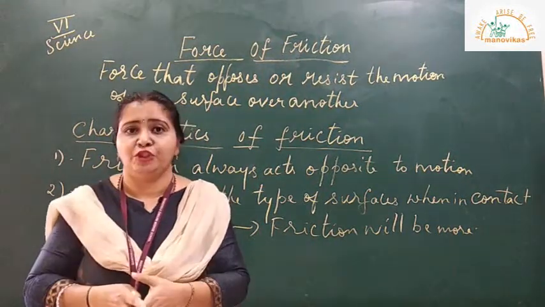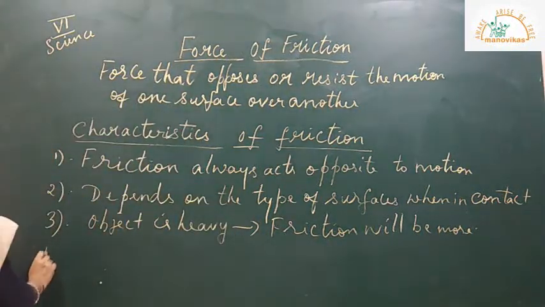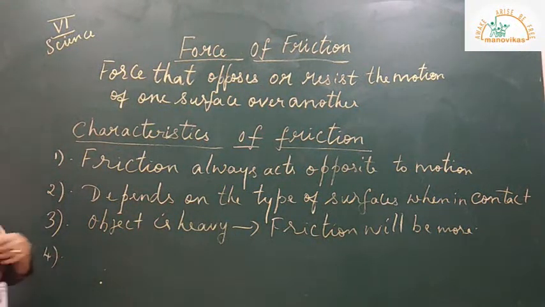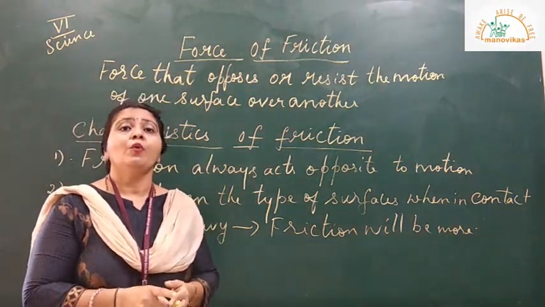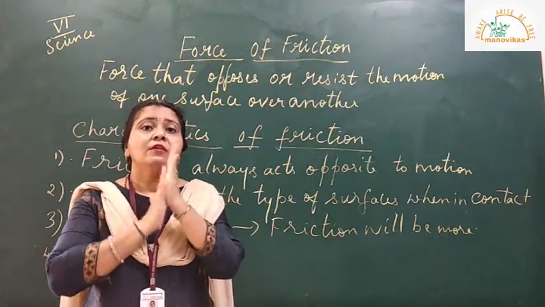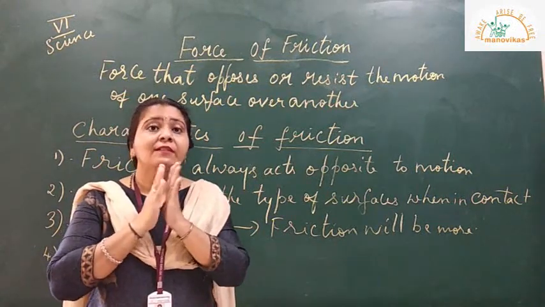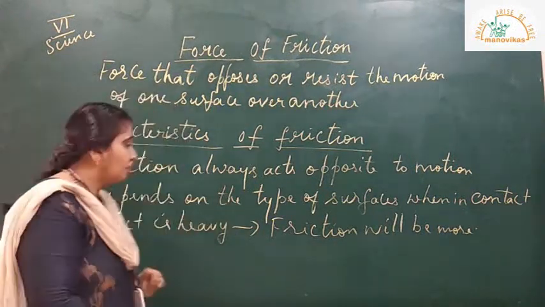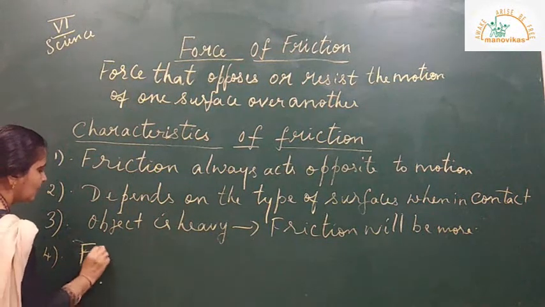That causes resistance to motion. Then the next characteristic is that friction also produces heat. For example, when you rub your palm, because of friction, you feel warm. Yes, that is an example. So friction produces heat.